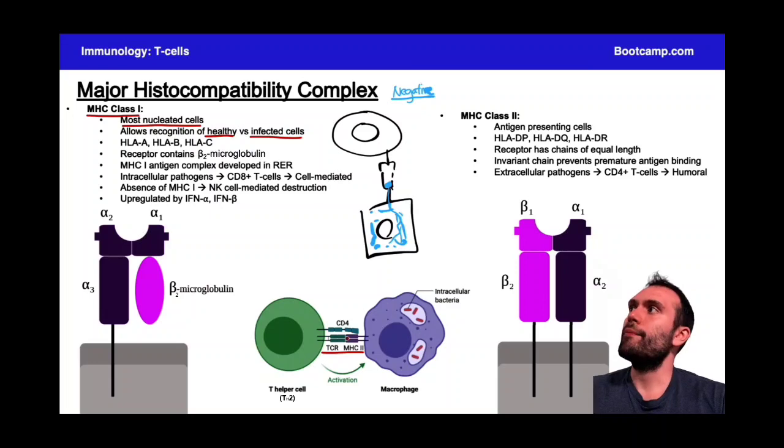Now, let's see what happens if a virus comes around. So here's some virus, and this virus gets into this cell. It's going to hijack the cell's machinery so it can make more viral proteins. Well, the cell will take some of these proteins, like we just talked about, bring them into the rough endoplasmic reticulum, break them down, and then transport them to the surface of the cell.